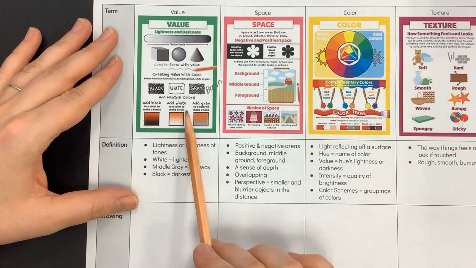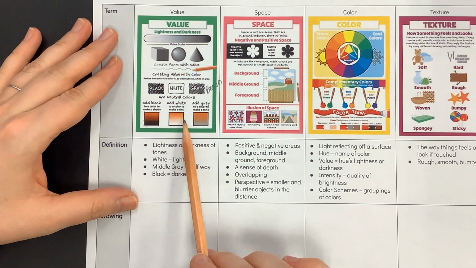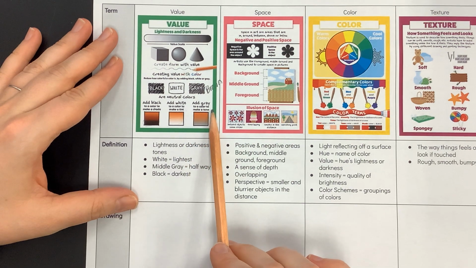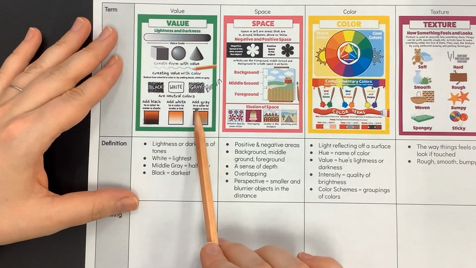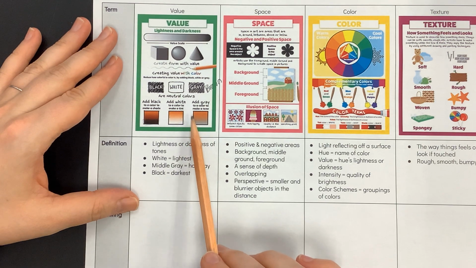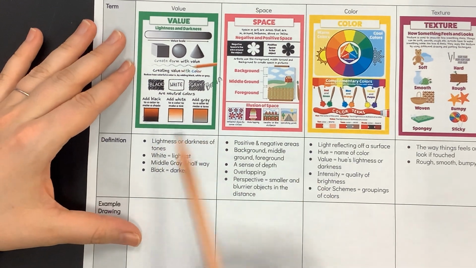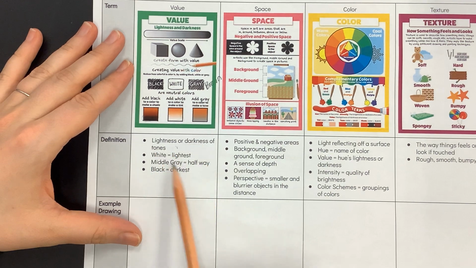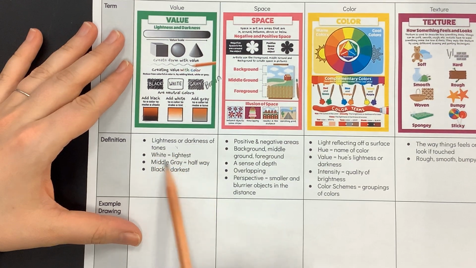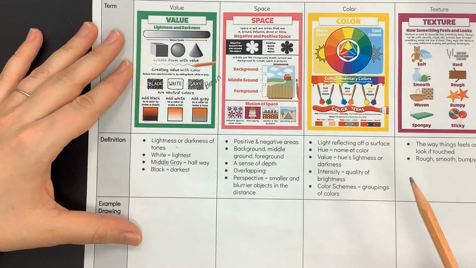If you add white to a color, it makes it lighter, and that's called a tint. If you add gray to a color, that creates what's called a tone. Those are vocabulary terms that we'll cover later when we talk about color, but we can introduce them right now. Definition-wise, lightness or darkness: white is the lightest. Middle gray, that's a technical term, is the halfway point. And then black is the darkest.